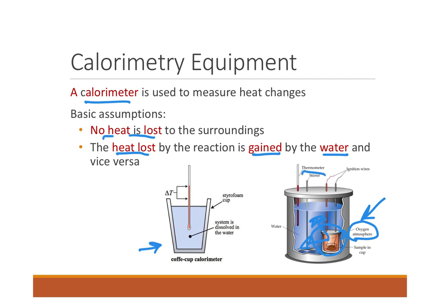This is what we do to get calorie counts on food. They are combusted in a bomb calorimeter, and then the temperature change of the water tells you how many calories are in that food.